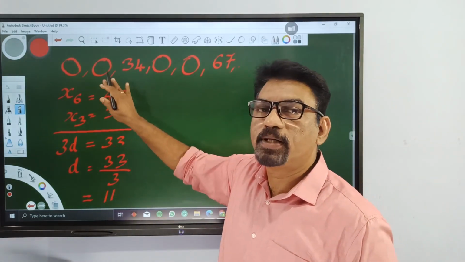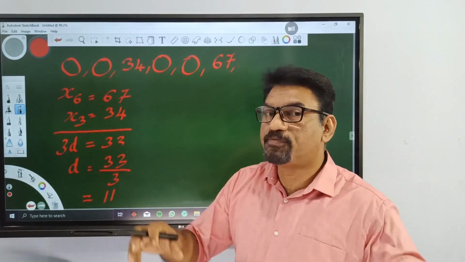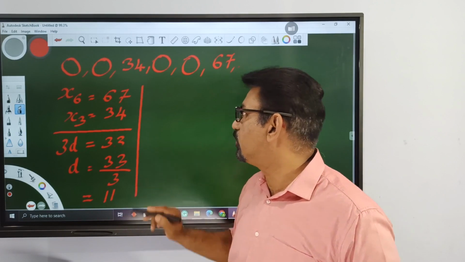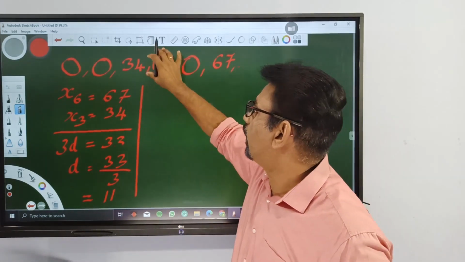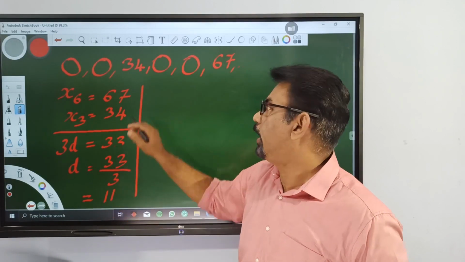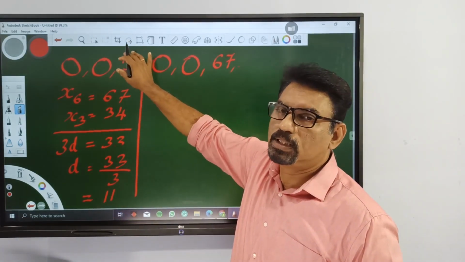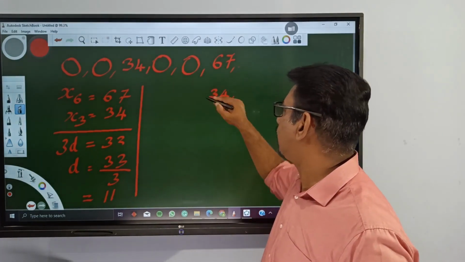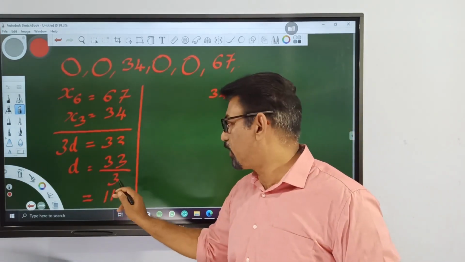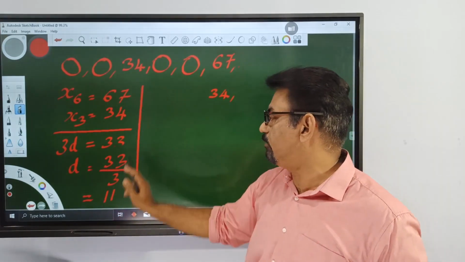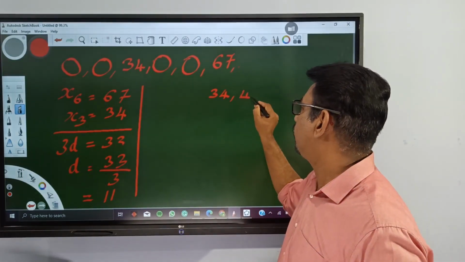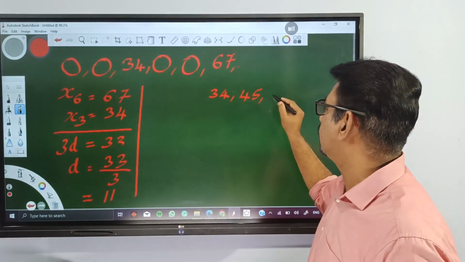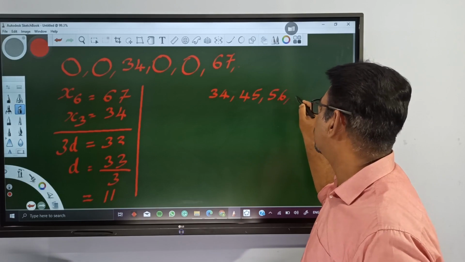So this is the way of finding the common difference if two distinct terms are given. That is very important. After finding the common difference, we can find the missing terms. If the common difference is 11 and the third term is known, the third term is 34. Therefore, we can start by writing 34. After that, the next term will be one common difference more than 34. Adding 11 to 34, it is equal to 45. 45 is the next term, and moving forward by adding the same common difference 11, we get 56 and 67, etc.